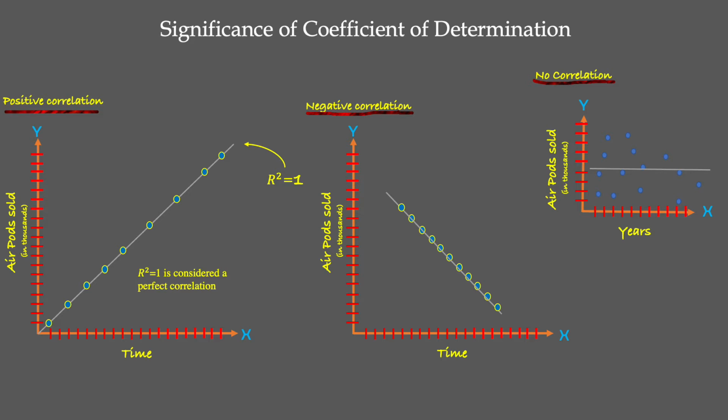I have incorporated a few examples to signify a few correlations: a positive, a negative, and also one with no correlation at all, with the hope that by visually seeing it, it will help you understand the concept better.